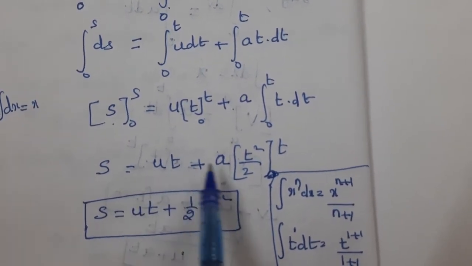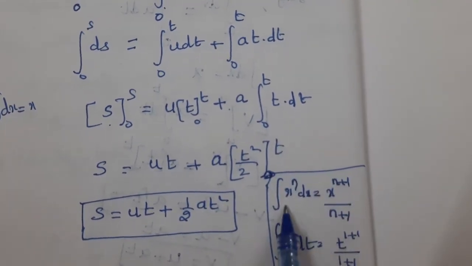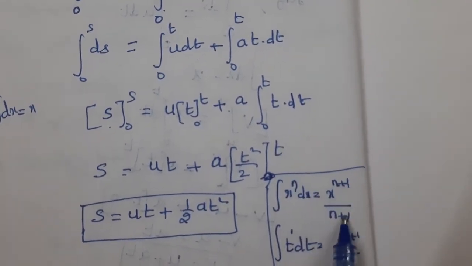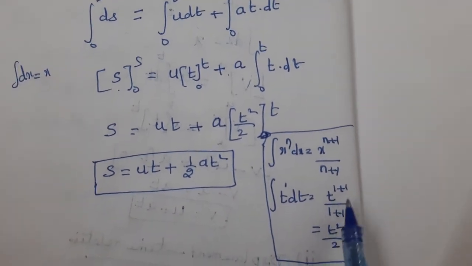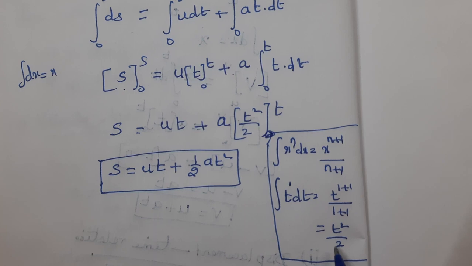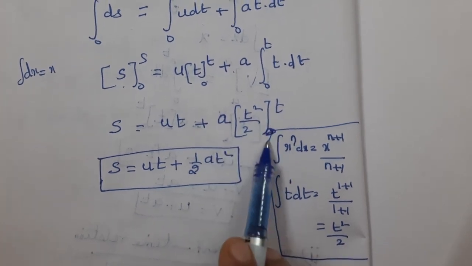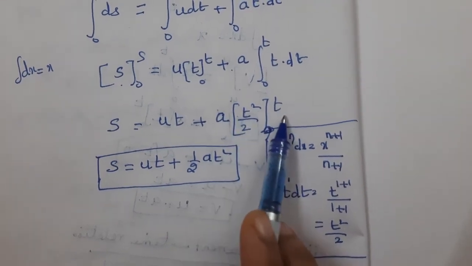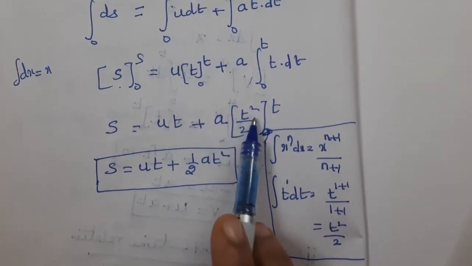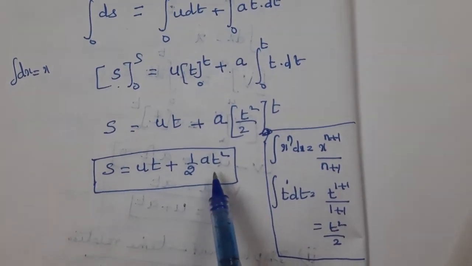So ut plus a into the integration of t dt, that is integration of x power n dx is equal to x power n plus 1 by n plus 1. We can write t power 1 dt is equal to t power 1 plus 1 by 1 plus 1, t square by 2. So we are getting a t square by 2, 0 to t. When you substitute this limit here, t square minus 0 square, we will get only t square. s is equal to ut plus half a t square.